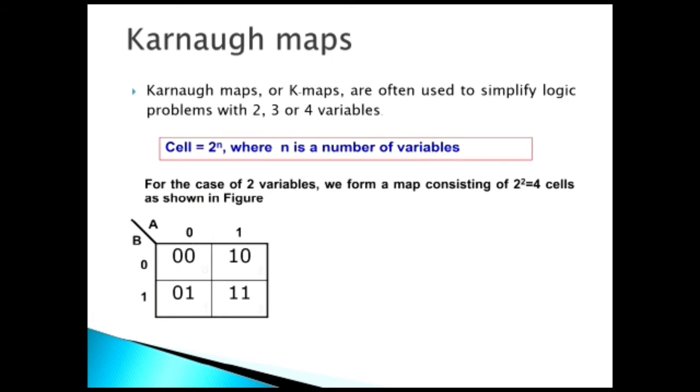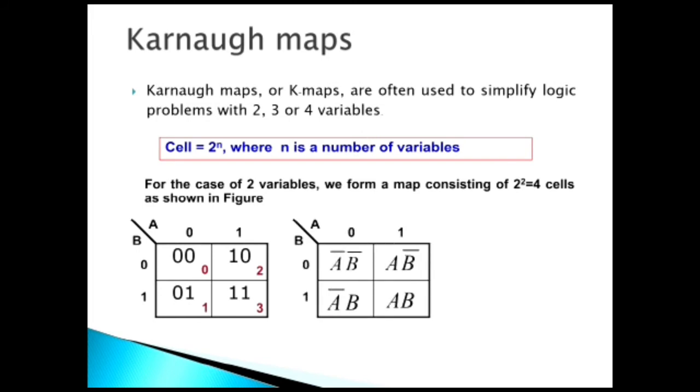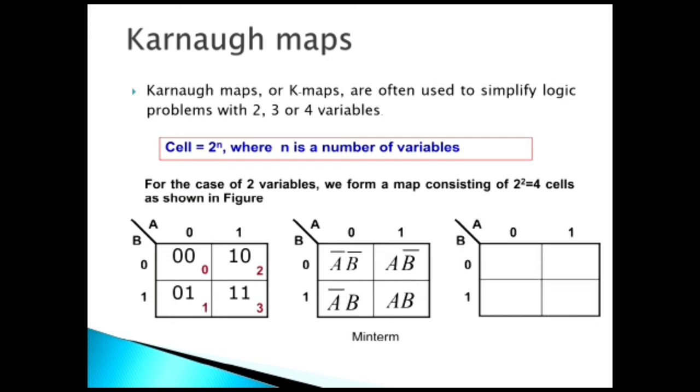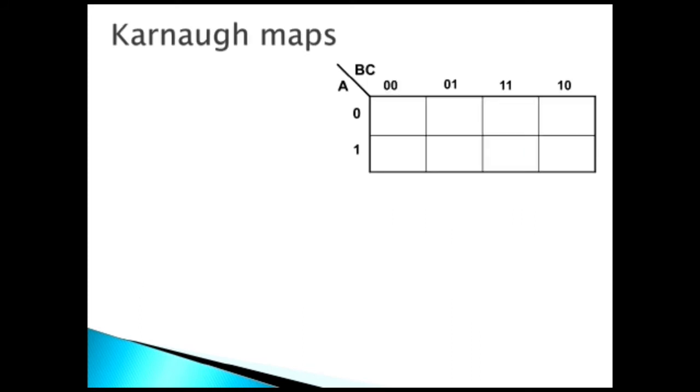These are the terms which can be in the form of min terms, represented as these values, and in max terms we can represent them like A plus B, A complement plus B, A plus B complement, A complement plus B complement. In this way we can represent the K-map of two variables in both ways, min terms and max terms.